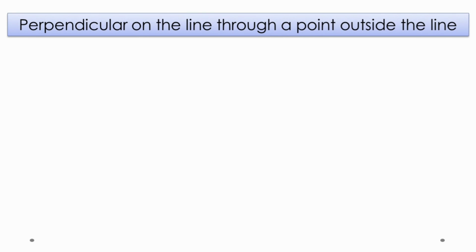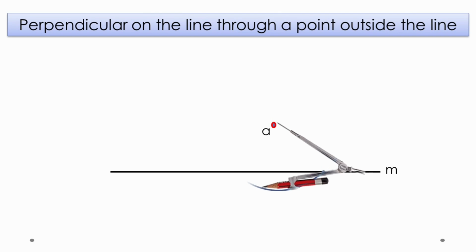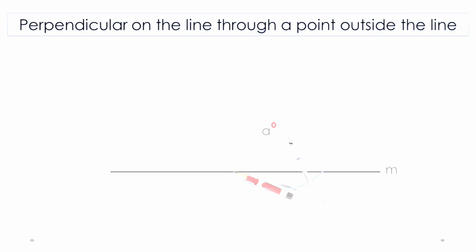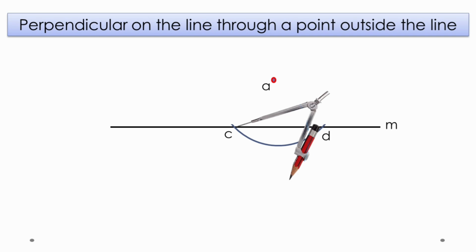Now let's draw a perpendicular through a point outside the line. Draw a long line M. Mark a point A above it. With point A as the center and any radius, draw an arc to cut the line M at 2 points C and D. Now, with the radius greater than half of CD and C as the center, draw an arc below the first arc.